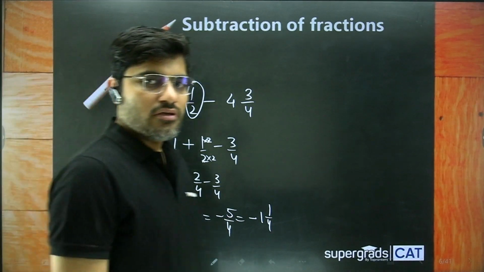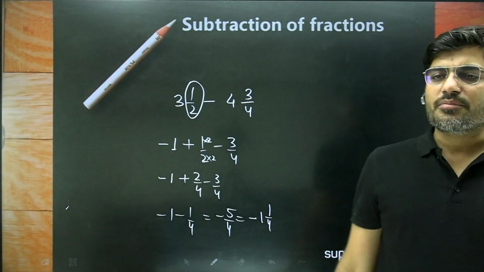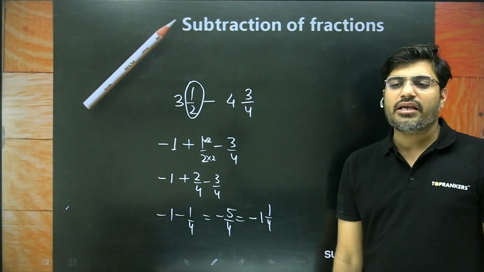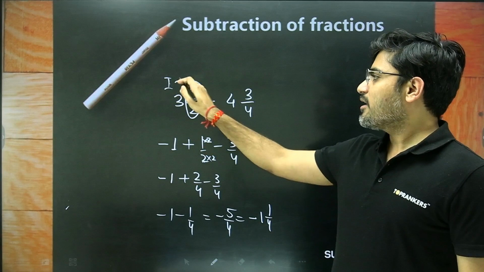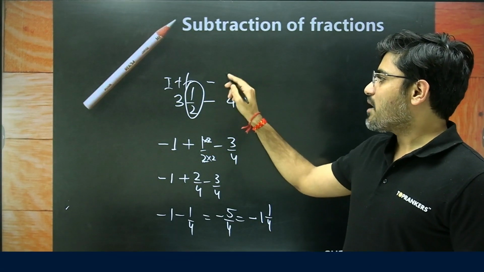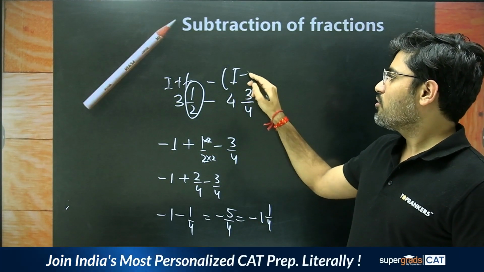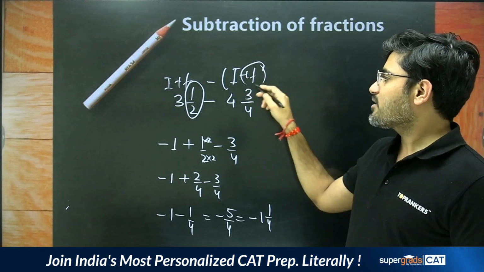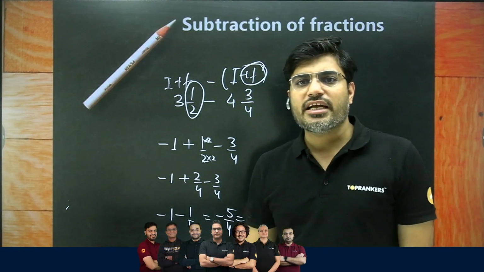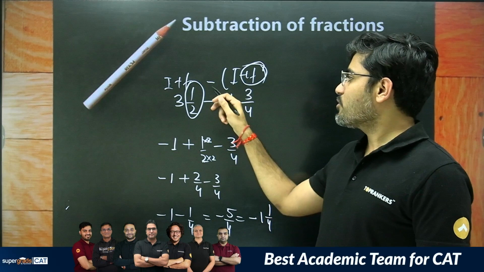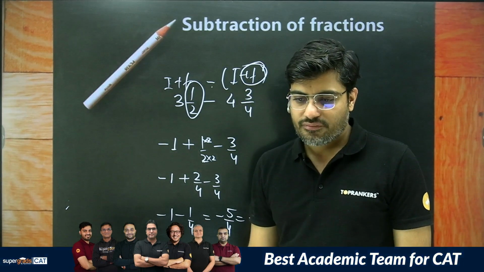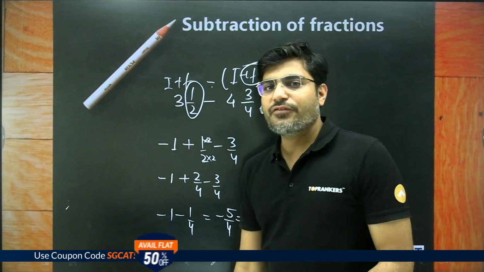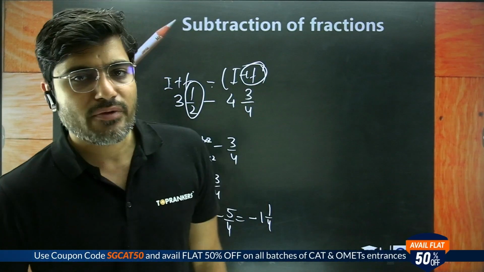So when it comes to subtraction of fractions, same rules are applicable. Just keep in mind, this is integer plus fraction. So this is minus of integer plus fraction. So here the fraction automatically becomes negative because the minus will be multiplied. So it will be minus I minus f. Is that clear? So these are the few basics which you need to keep in mind while adding and subtracting the fractions.